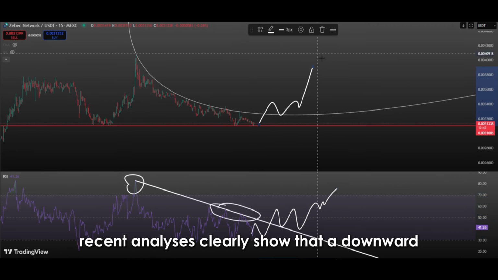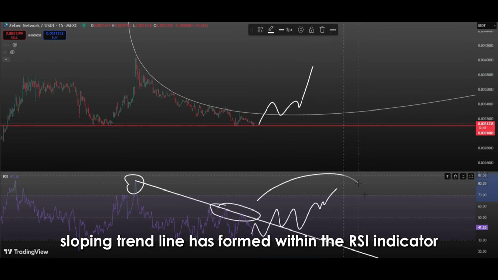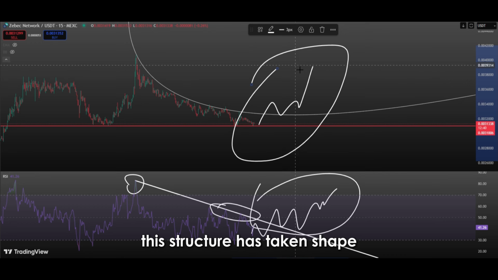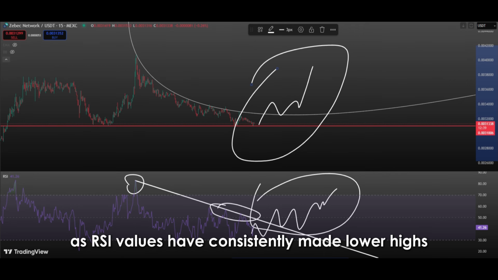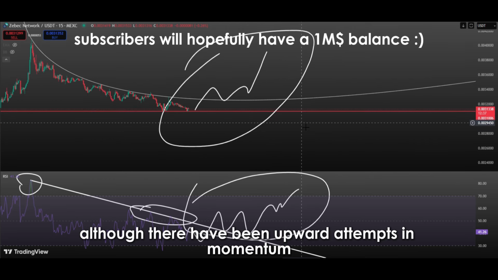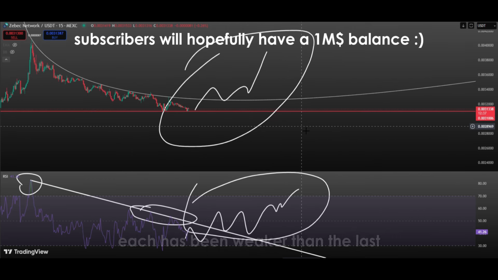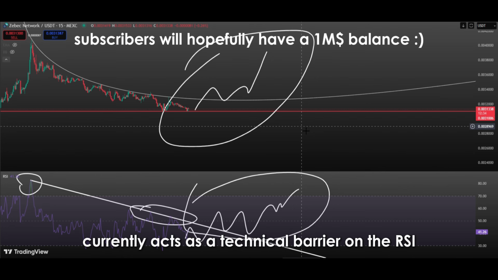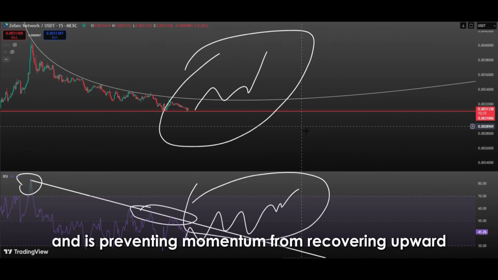Recent analyses clearly show that a downward sloping trend line has formed within the RSI indicator. This structure has taken shape as RSI values have consistently made lower highs over time. In other words, although there have been upward attempts in momentum, each has been weaker than the last, leading to the development of a bearish trend within the RSI. This trend line currently acts as a technical barrier on the RSI and is preventing momentum from recovering upward.